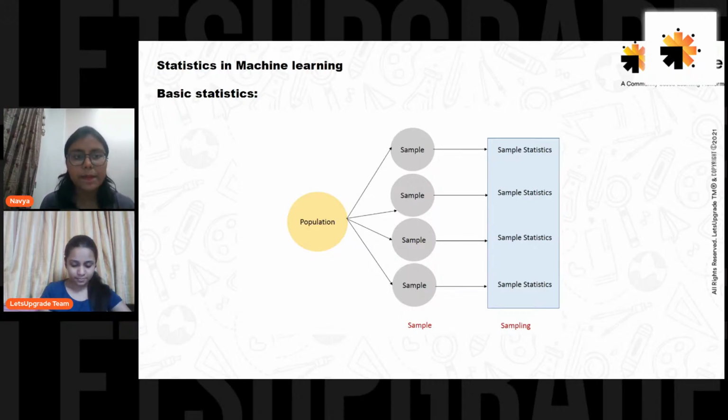Now coming to statistics in machine learning. The basic statistics concepts are population and sample. These two things are very much interrelated. From the diagram you're seeing here, you can conclude that samples are a subset of the population. You can see the population is the whole circle, the skin color circle, and then your sample is taken from the population.